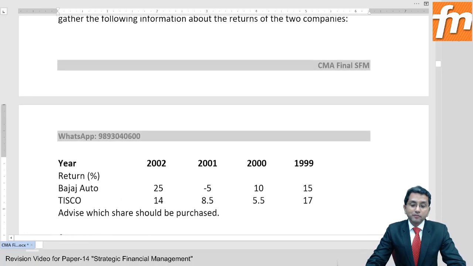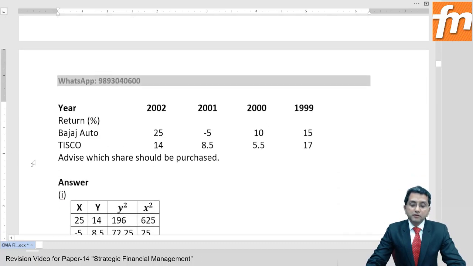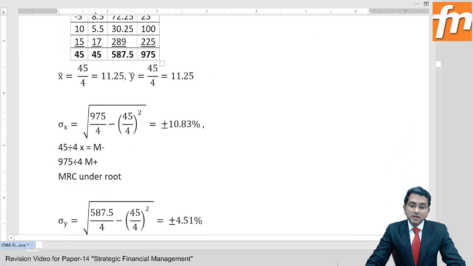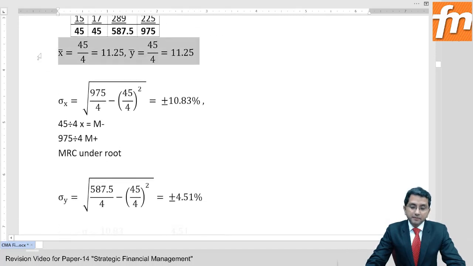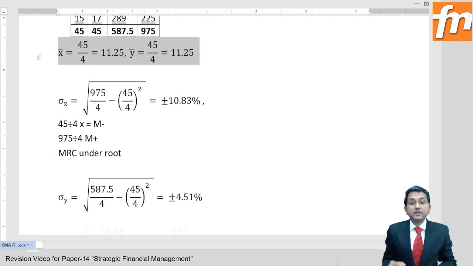Now, simply by observation, you can choose one of the two securities. The question is asking you to choose one of the two securities. Which one to be purchased? Both securities are providing the same return, that's 11.25. If you have to choose one of the two securities, if their returns are same, choose the security with lower standard deviation, lower risk. Obviously, if returns are same, you should choose a security with lower risk.